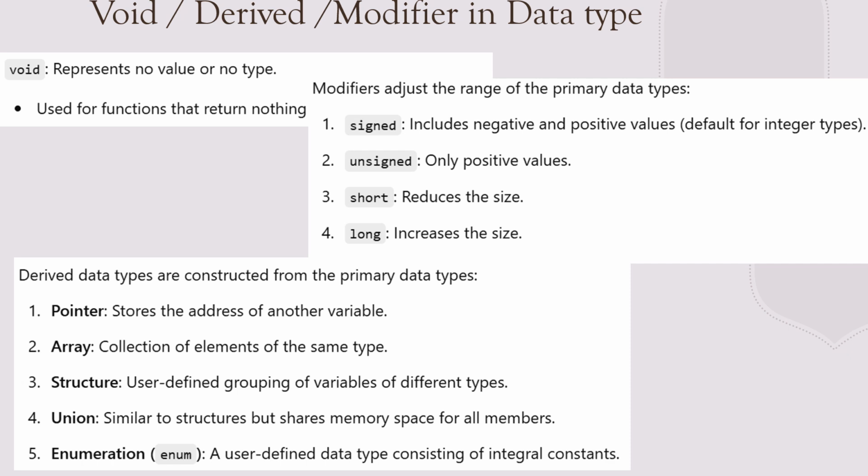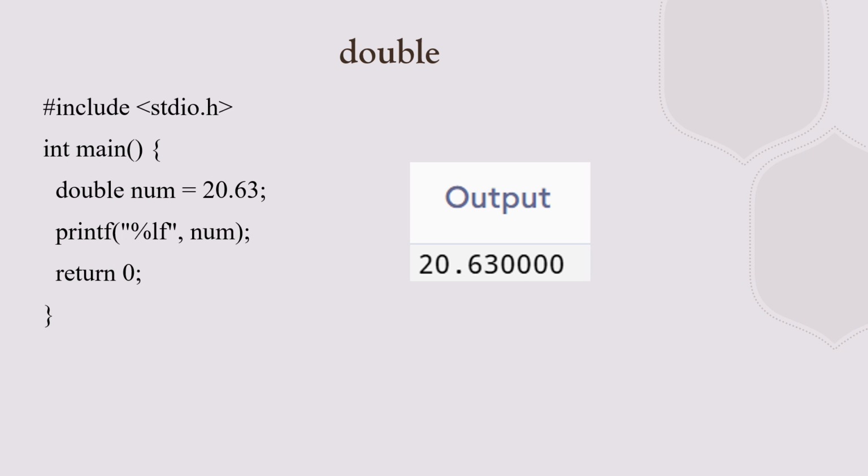And we do have the modifiers to adjust the range of primary data types. They are like signed, that means it includes the positive as well as the negative values. Unsigned means it has only the positive values. And if it is a short modifier, it reduces the size, and if it is a long modifier, it increases the size. So here is a simple program using this double.